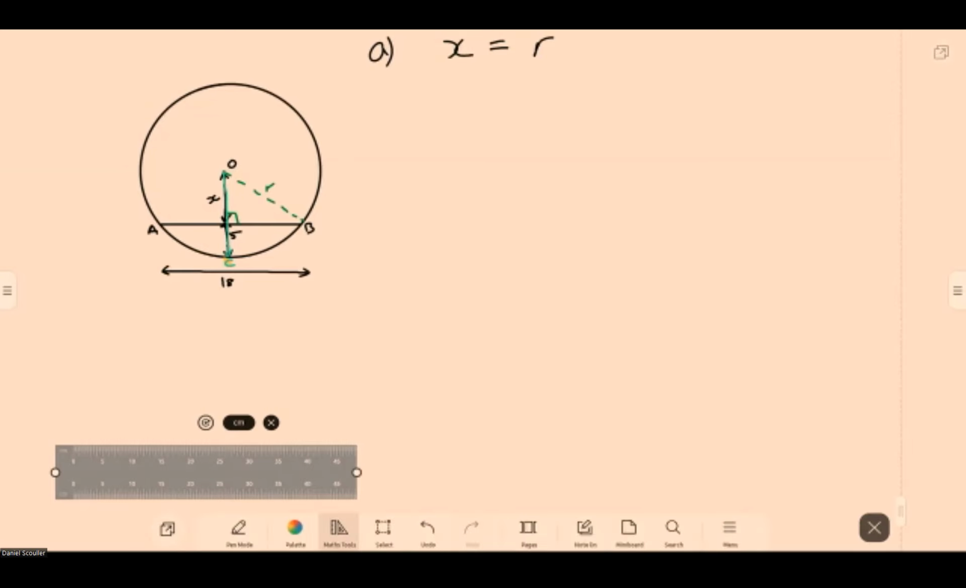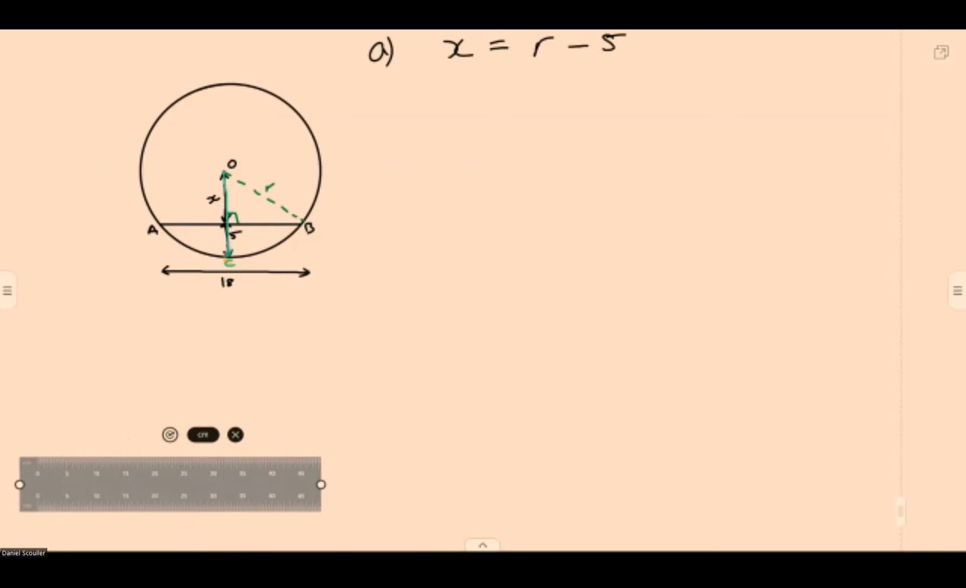Now that's sometimes a wee bit hard to see. That's why I'd try and draw this out, try and make sense of it. Start scribbling on it if you want. So if I say R minus 5, that distance O to C is a full radius. If I take away 5, I'll be left with X. So X equals R minus 5. That's the easy bit. That was probably worth the mark.